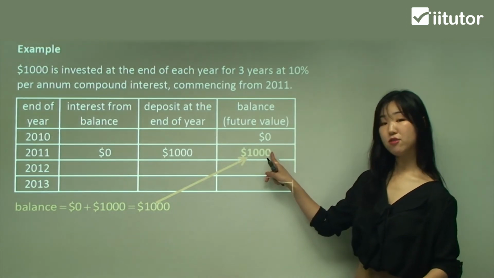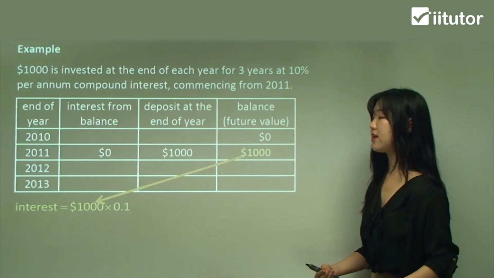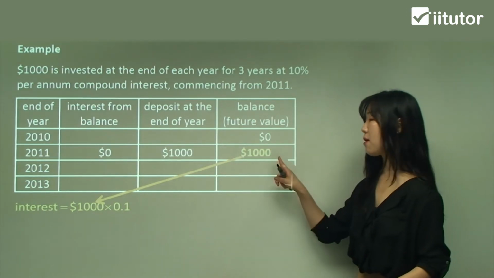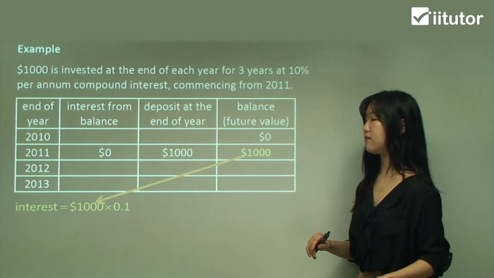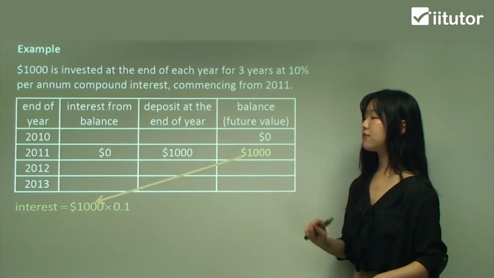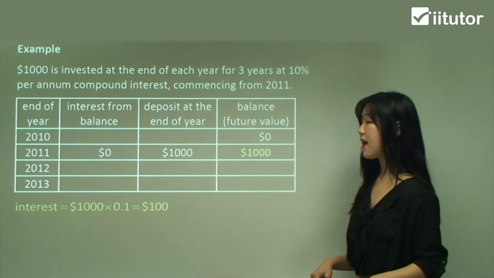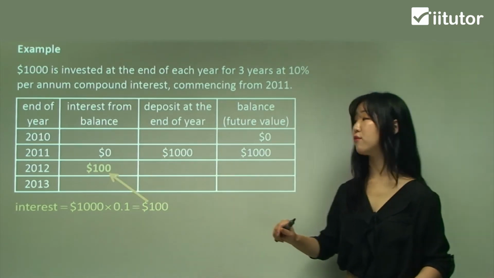So that amount, we have to get the interest for the next period, don't we? So what we do is find the interest by multiplying it by our 10%. We always multiply the interest by the balance that we have from the previous year or previous period. So multiply it together, you should get $100. So this time we do get some interest. Our interest is going to be $100 that we get at the beginning of 2012.